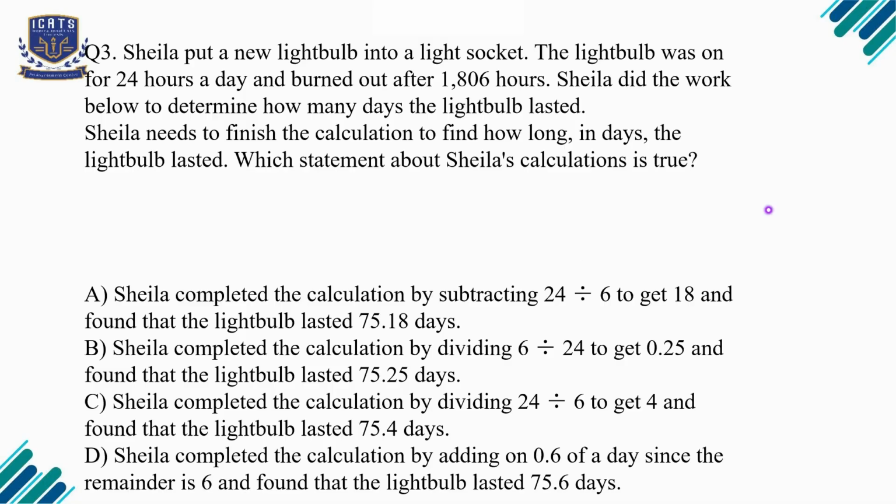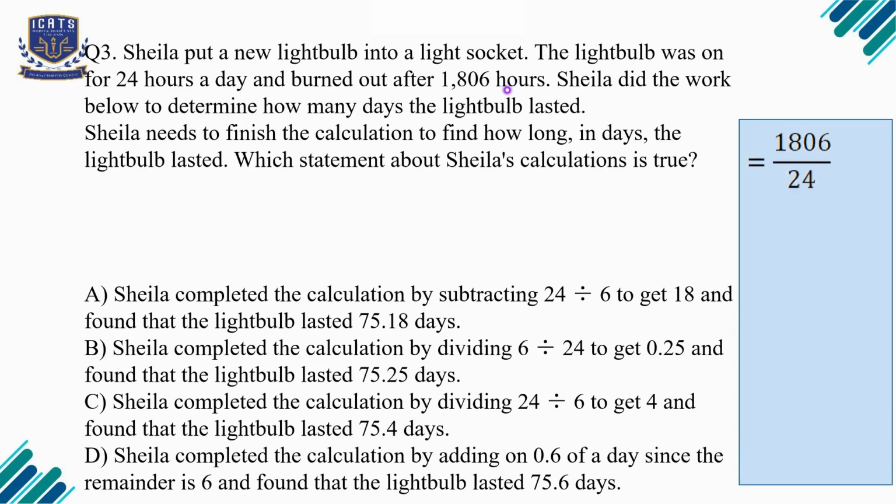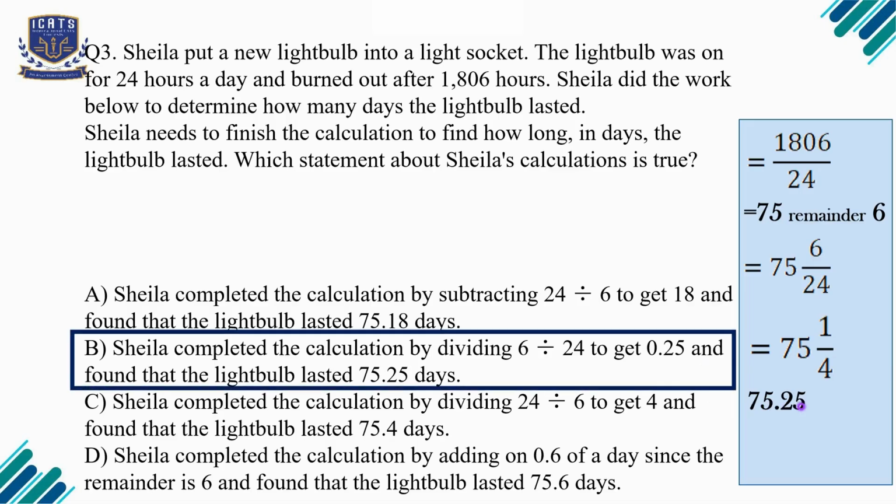So to find out the answer, let's do the calculations. We know that the bulb worked for 1806 hours. So we will divide 1806 by 24. That is equal to 75 complete days and 6 extra hours. Now, as 6 is part of a day, Sheila will divide 6 by 24. That will be equal to 1 by 4, and in decimals, the number can be written as 75.25, which is our option B. Sheila completed the calculations by dividing 6 by 24 to get 0.25 and found that the light bulb lasted for 75.25 days.